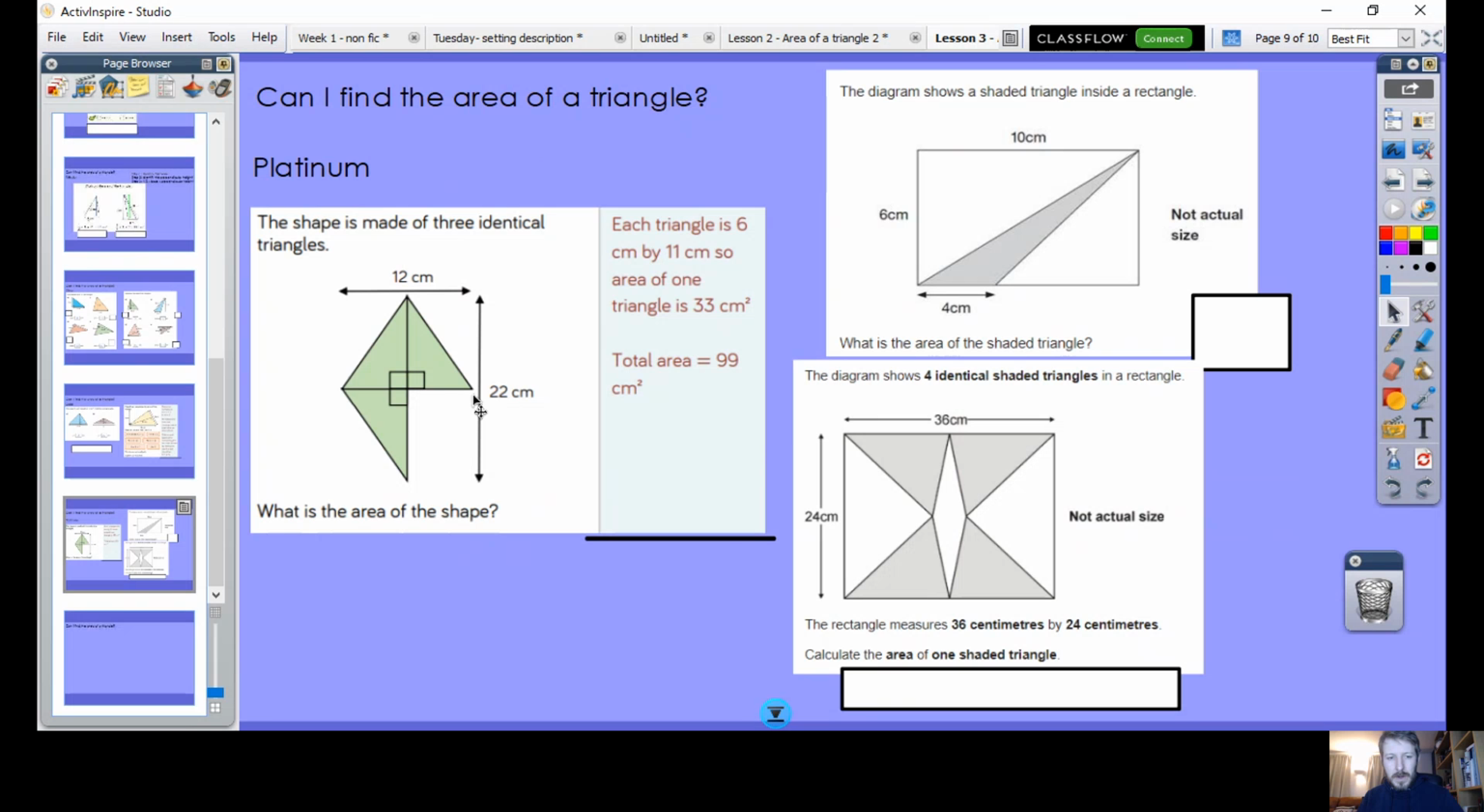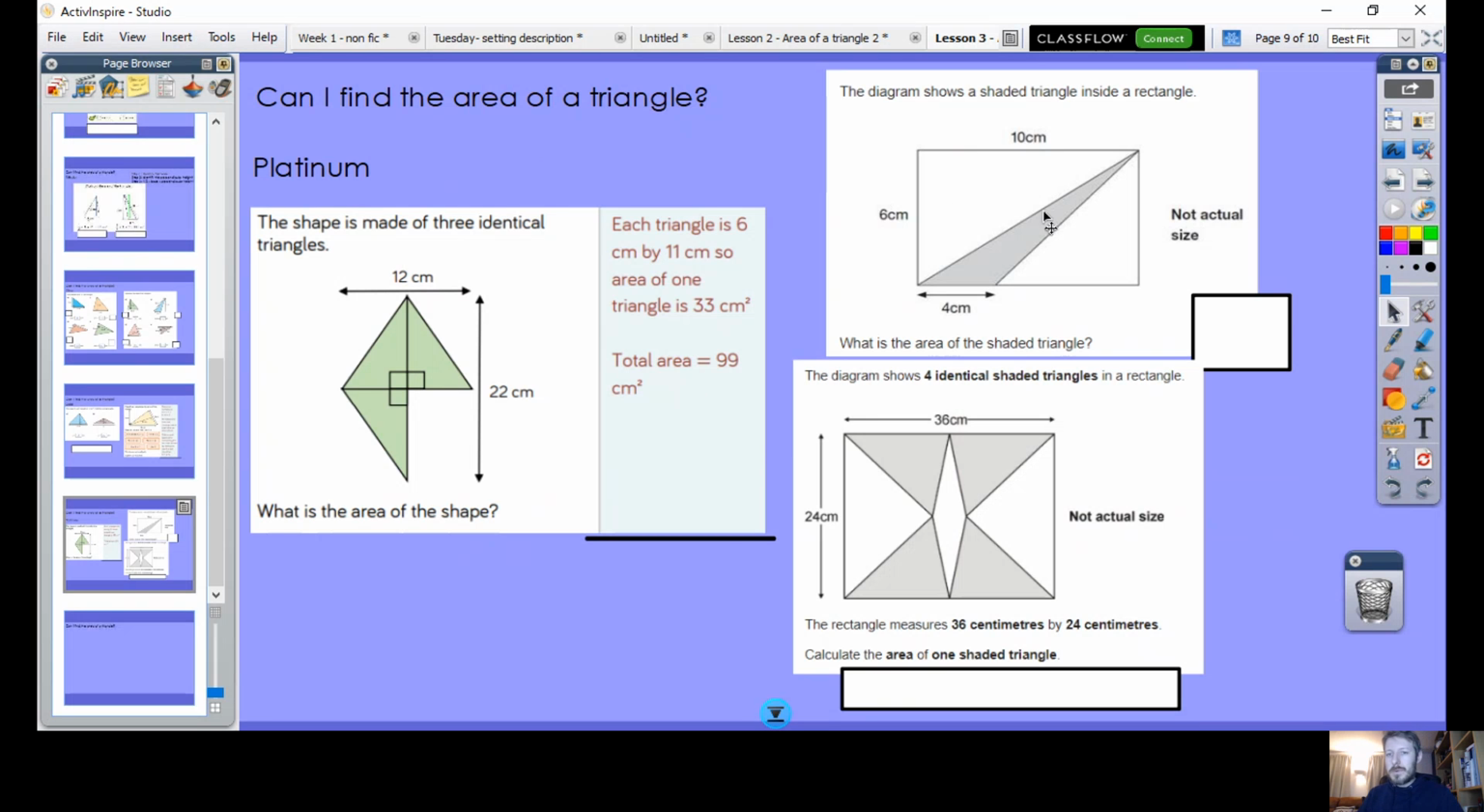How do you know that? Well, if you halved this, you would have the length of the height of that triangle. Let's say we're finding the height of this triangle. We know that from here to here is 11 and 11. So we know from here to here is going to be 11 centimeters. And we know that the base is going to be half of this here. So from here to here, the base will be 6. And the perpendicular height will be 11. So then we can use that to calculate the area of one triangle.